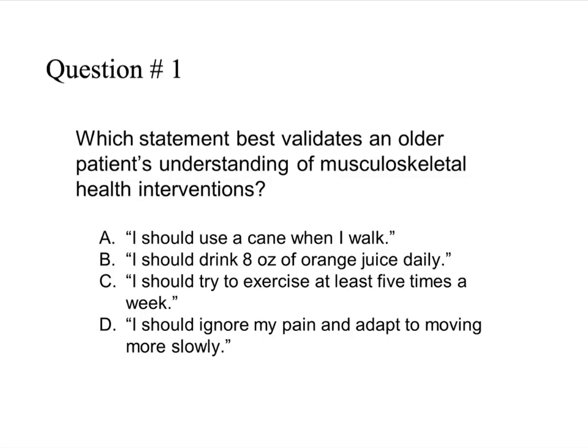So just looking at a few questions here covering the content that we just talked about. Which statement best validates an older patient's understanding of musculoskeletal health and interventions? So what do we know here? We know that we're talking about an older patient, and we're looking for the statement that best validates an older person's understanding of what they should do as far as interventions. Interventions mean things that they can do to prevent a problem.